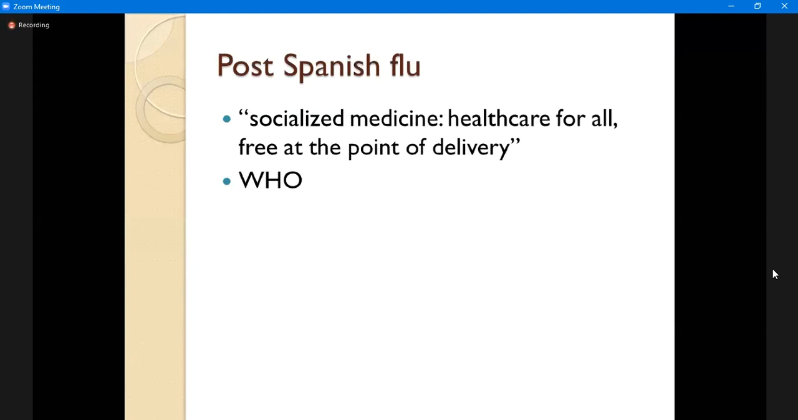Now, the idea of what is called socialized medicine, where healthcare is for all, free at the point of delivery, came after the Spanish flu. People thought about this, and they had to have some kind of coordinated system of delivering health to people, and then the WHO sort of coordinated.